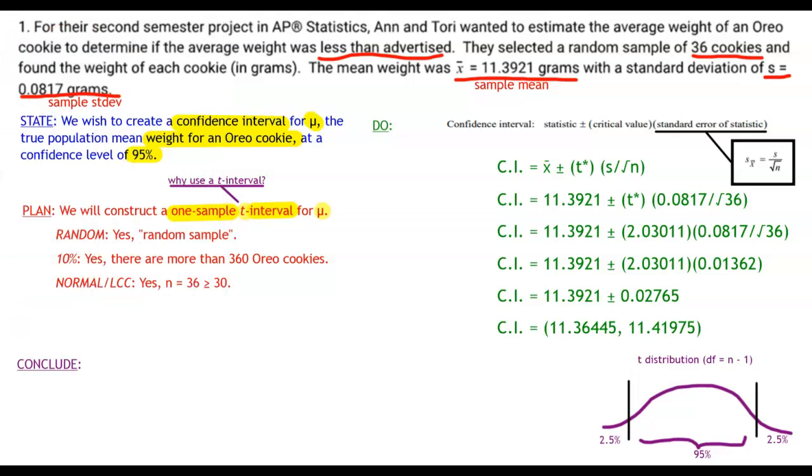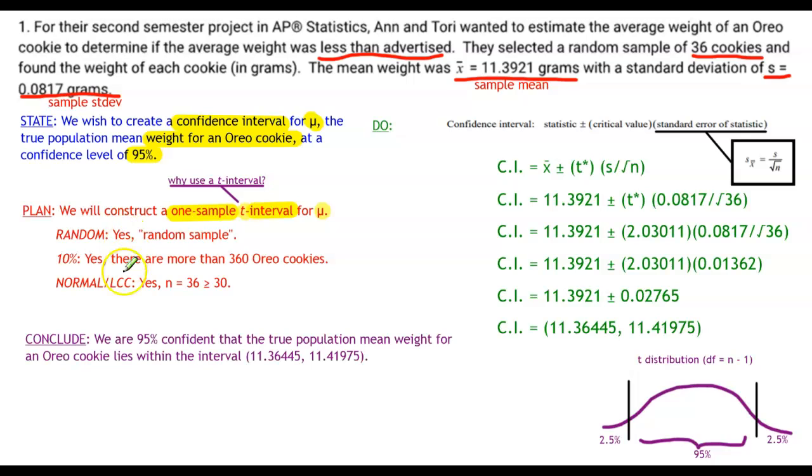Now we don't really need the calculator anymore. Let's finish this off with a conclude step. Pause the video and try to figure out what you would write in the conclude step. And here's our conclude step.